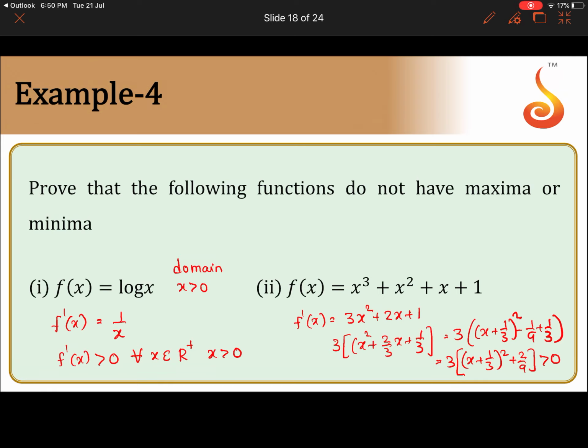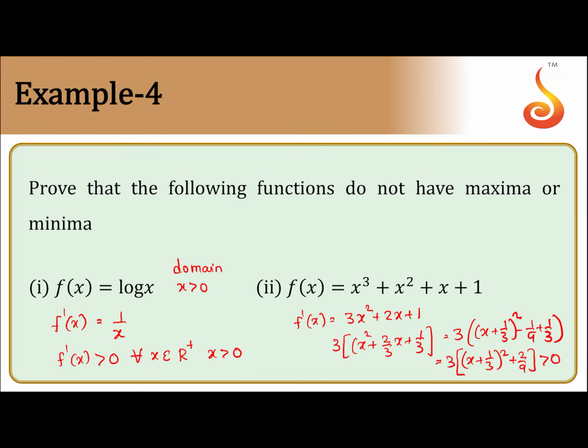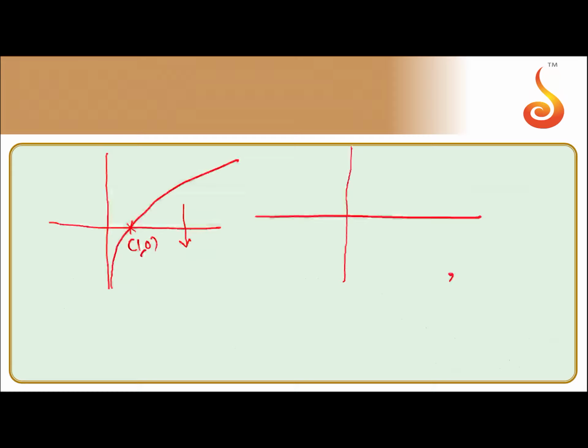Basically, if you see the graph also, what happens? The graph looks like this. This is the log x graph, we all know this. Throughout it is increasing. This is 1, 0. Concave down, throughout it is increasing. Similarly, for the other one, if you try to draw the graph, the function was x cube plus x square plus x plus 1.